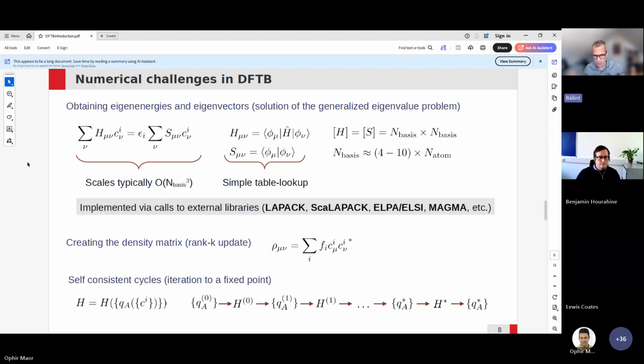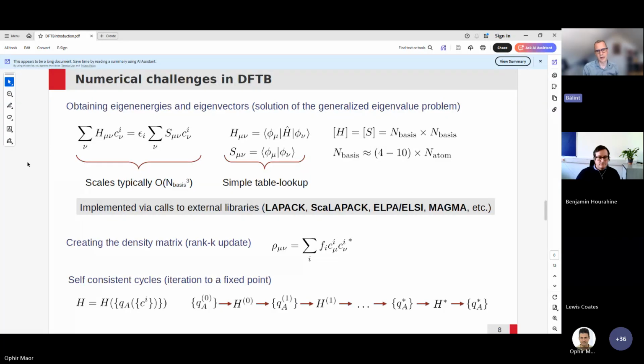And the size of the matrices, you can basically think of as 4 to 10 times the number of atoms. So each dimension of the matrix is 4 to 10 times the number of atoms in your system. So if you have 1,000 atoms, then you have to diagonalize matrices of the size of, let's say, 4,000 by 4,000. It depends on technical details, which are not interesting here.